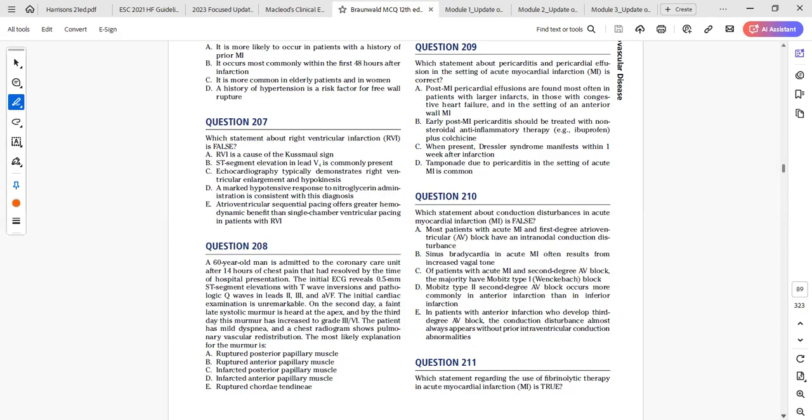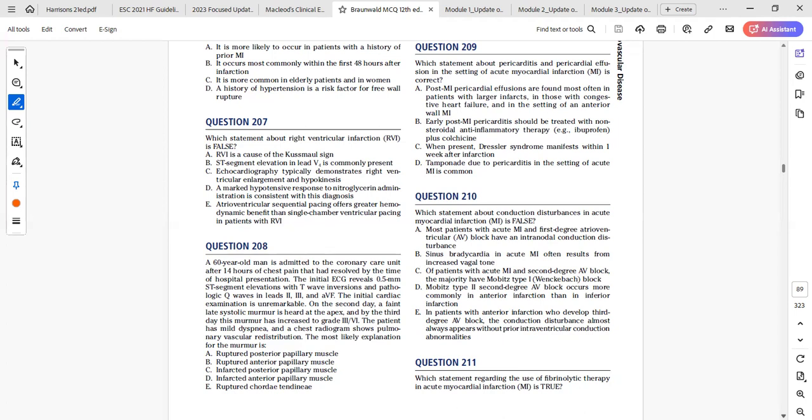B, early post-myocardial infarction pericarditis should be treated with non-steroidal anti-inflammatory therapy, e.g. ibuprofen plus colchicine. So this option is false. Pericarditis with pericardial effusion can occur in different scenarios. One of them is just post-myocardial infarction. There are other scenarios, like TB pericarditis. In other things, apart from post-myocardial infarction, yes, NSAIDs can be used, ibuprofen, colchicine, but in the scenario of post-myocardial infarction, aspirin is usually what is used.